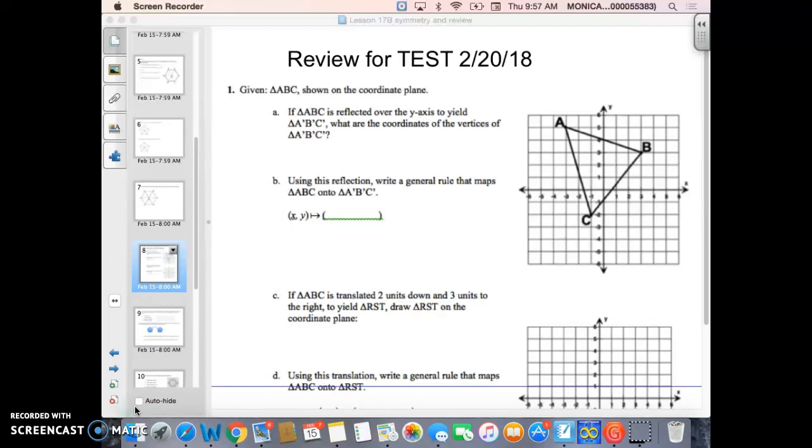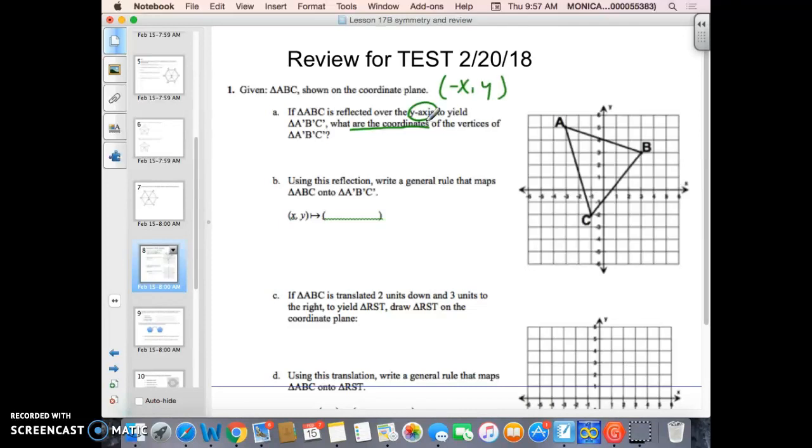So the first thing I'm going to do on this problem is read it, and it says reflect over the y-axis. So I'm going to write the rule for y-axis, and it says what are the coordinates. I also have to write the coordinates for this. So over the y-axis, I know that the x changes and the y stays the same.